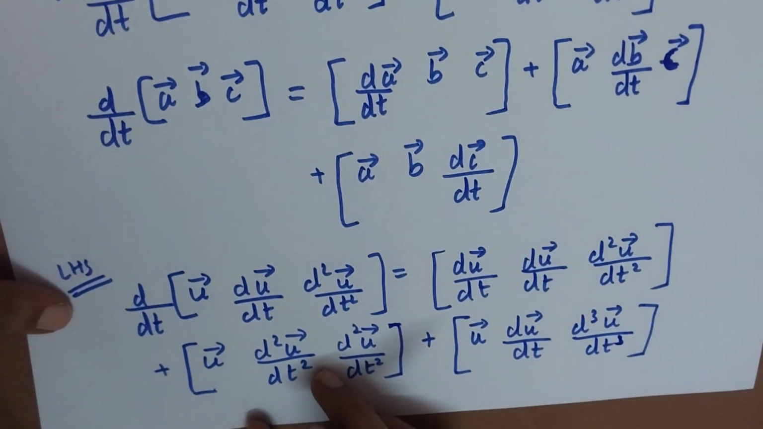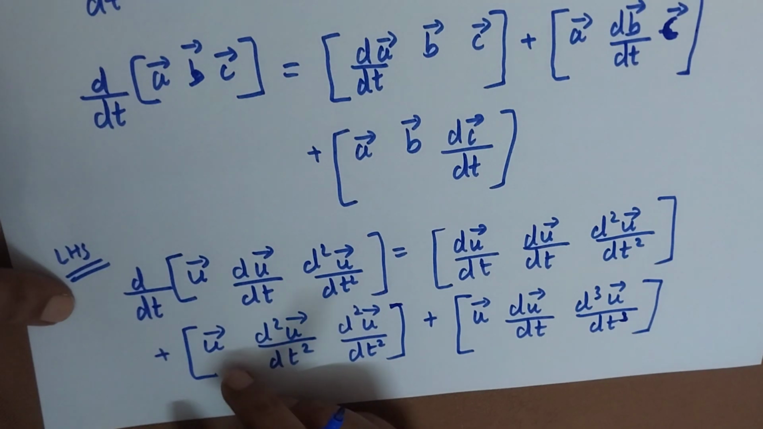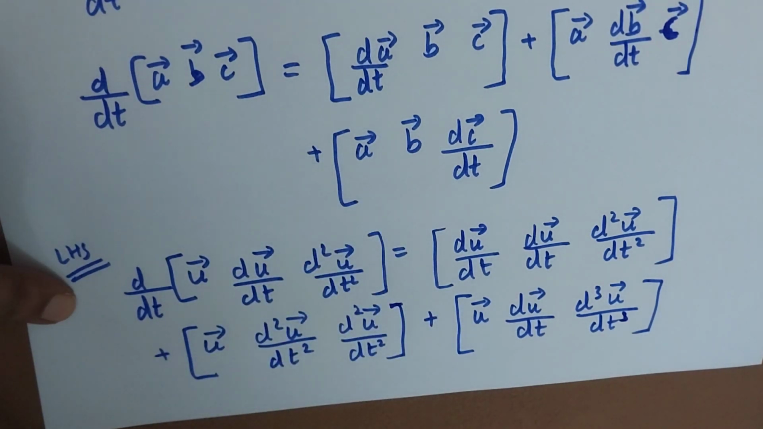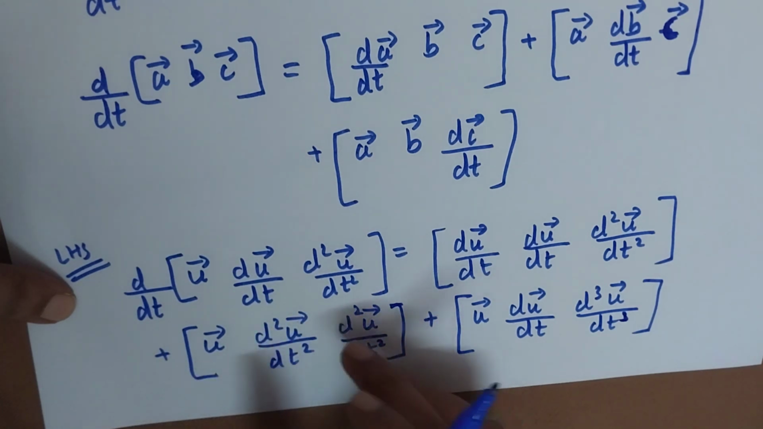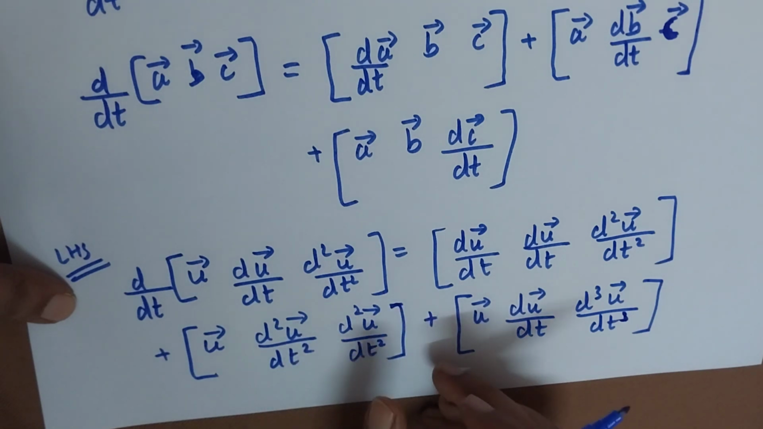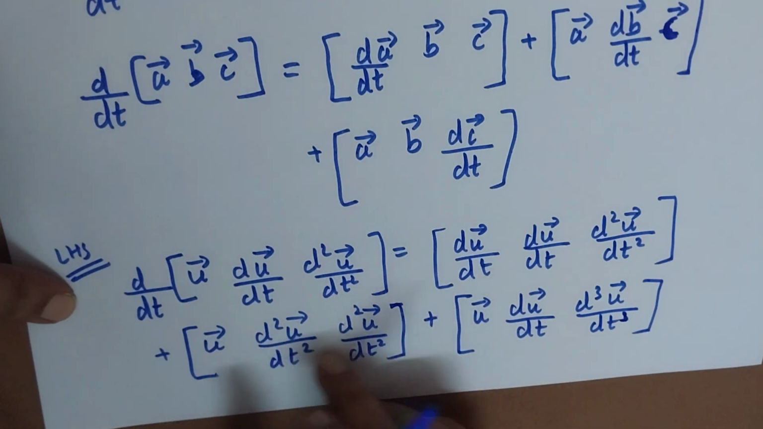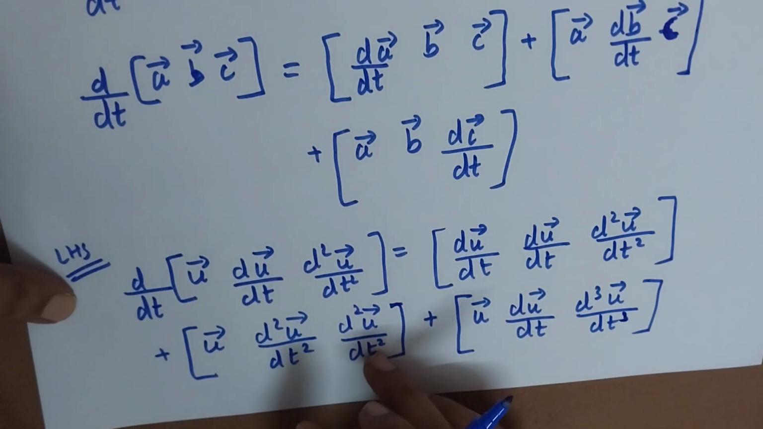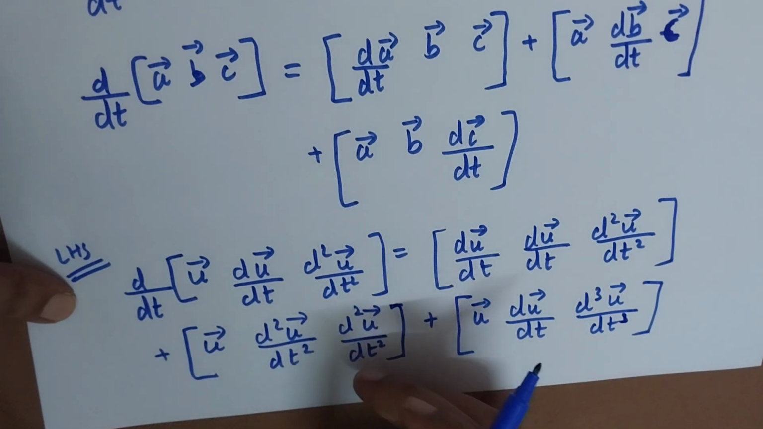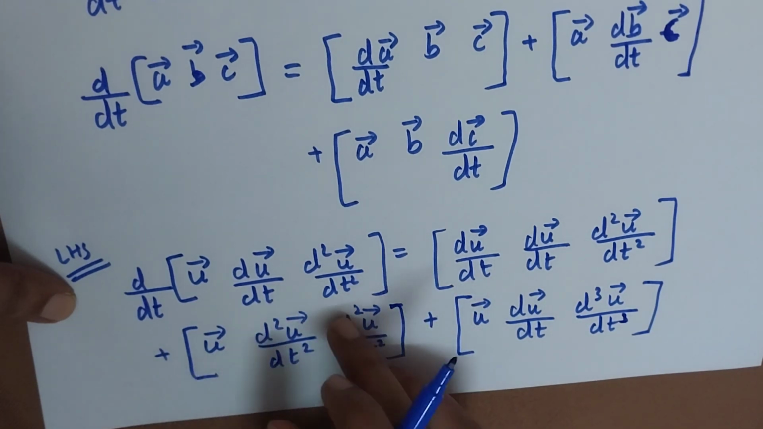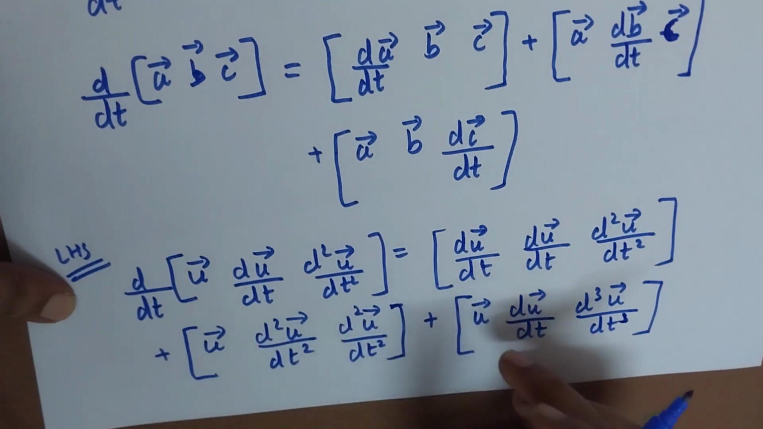Now similarly here, this term is also 0, because when you take u dot d²u/dt² cross d²u/dt², since these two vectors are the same, the cross product of two same vectors is 0. So this term will also be 0. So the remaining term will only be this term.